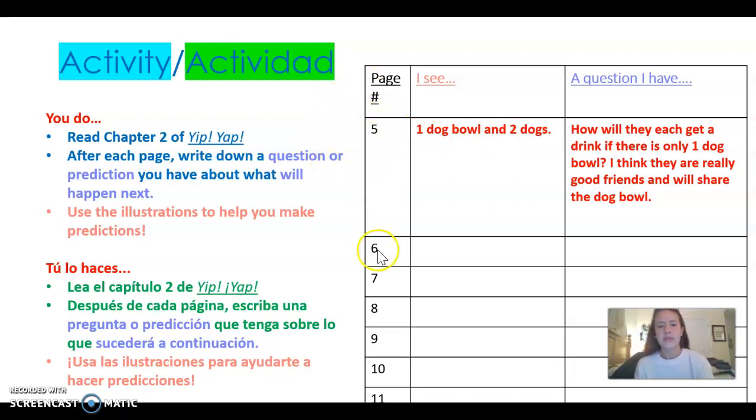There are 7 pages in chapter 2. You're going to write down in this column, I see, what you see in the illustrations. And then in this column, you're going to write down a question or a prediction about what you think will happen next, okay?